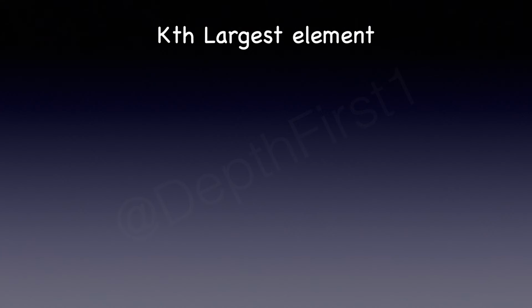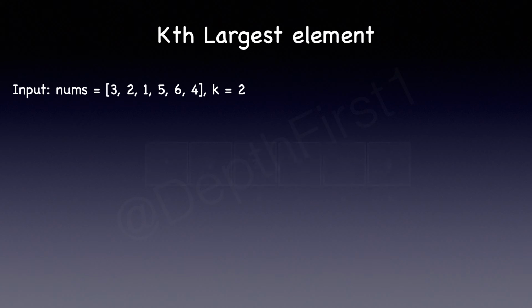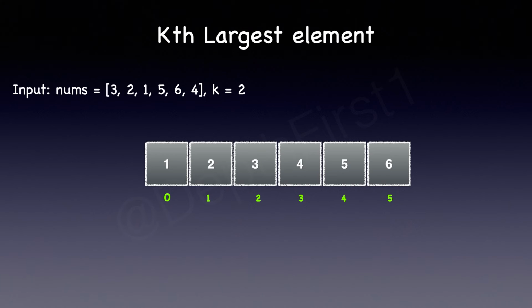Okay, so how can we use partition to find the kth largest element? That is pretty much the crux of this question. This is the example that was provided, and k is equal to 2. Now, what if this array was already sorted? The second largest element would be the second element from the end, and that is 5.